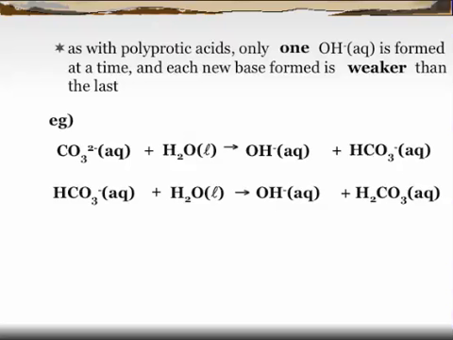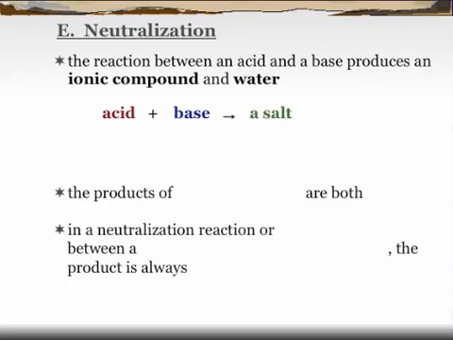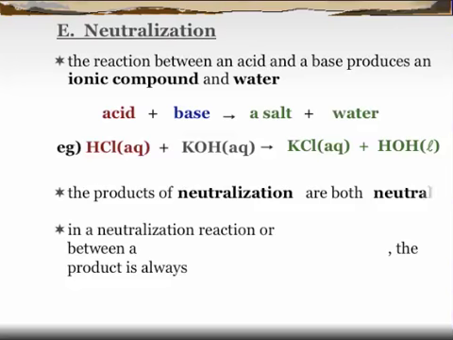When we look at our strong and weak acids and bases, and our polyprotic acids and bases, we need to know what happens when we add them together. The reaction between an acid and base produces an ionic compound and water. So acid plus base gives us a salt and water, where a salt is any ionic compound. The products of neutralization are both neutral, and that is why it has a pH of 7.